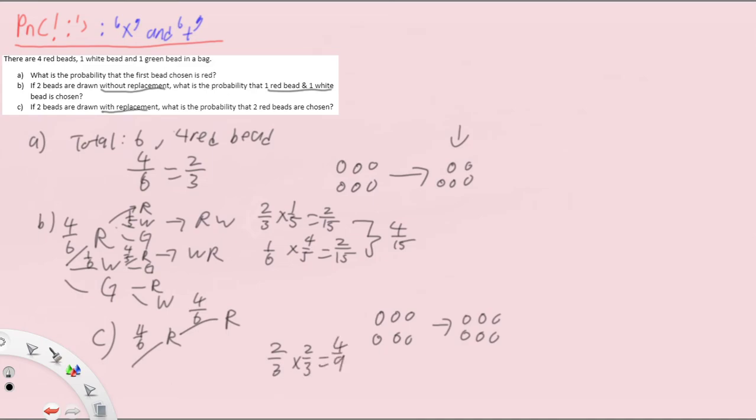Is there any other way? Answer is no, because there's only one way to get both red, and there's no addition principle to be used here because there's only one way, unlike in B, where there are two ways, red then white, or white then red. So the final answers for each are 2/3, 4/15, and 4/9. I hope this brings a clearer picture to the multiplication and addition principle.